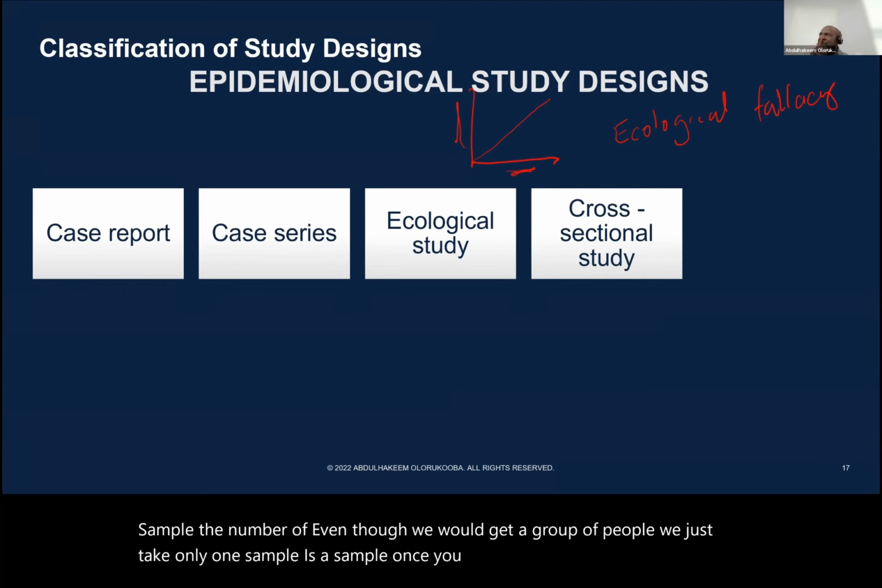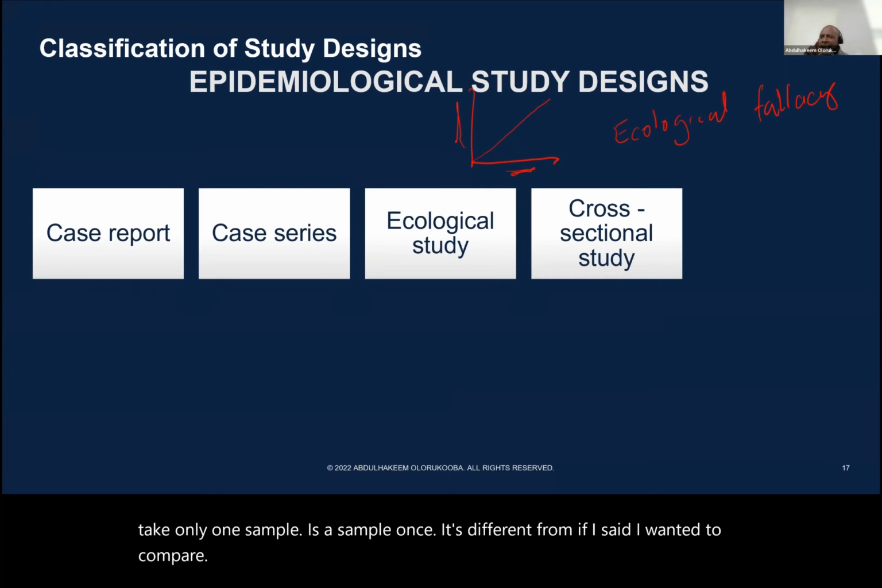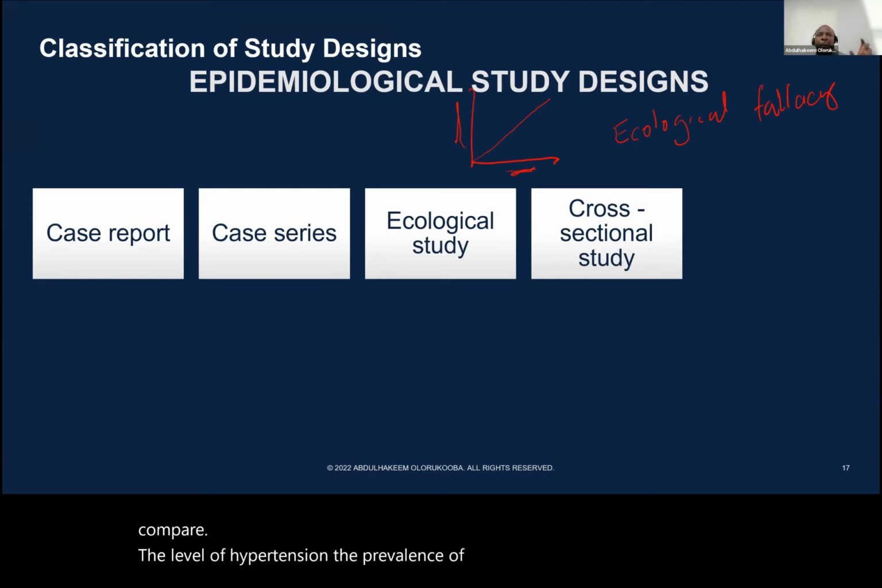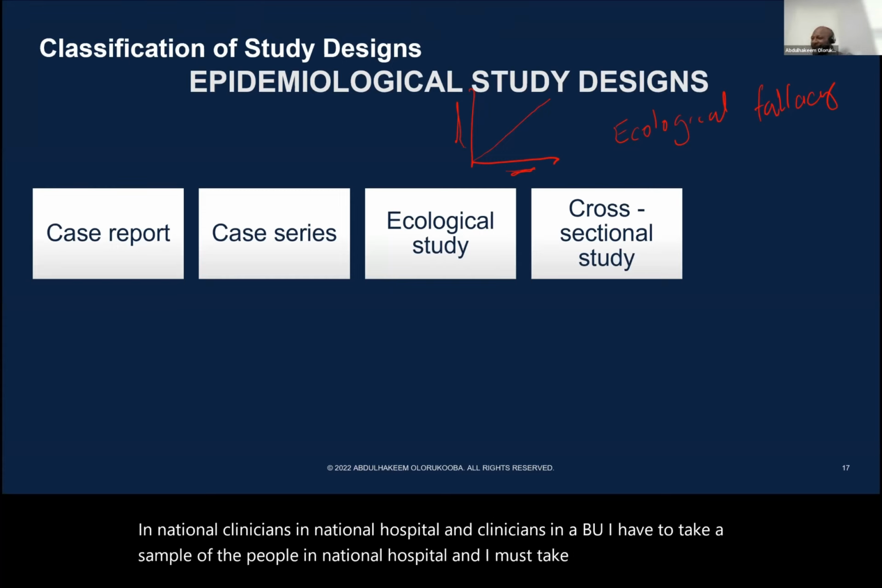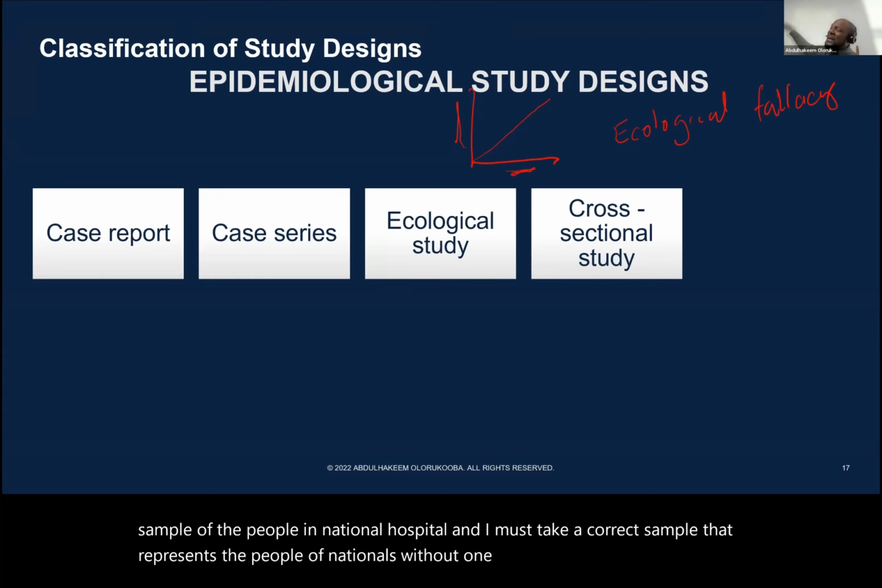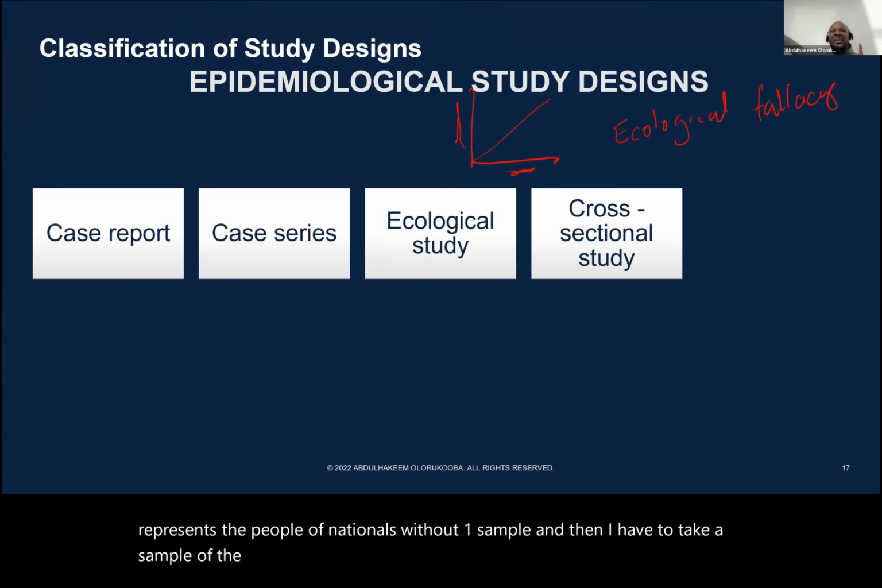It's different from if I wanted to compare the prevalence of hypertension among clinicians in National Hospital and clinicians in ABU. I have to take a sample of the people in National Hospital, a correct sample that represents the people of National Hospital. That's one sample. And then I have to take a sample of the people in ABU, a good sample that represents those people. So I have 2 samples now.